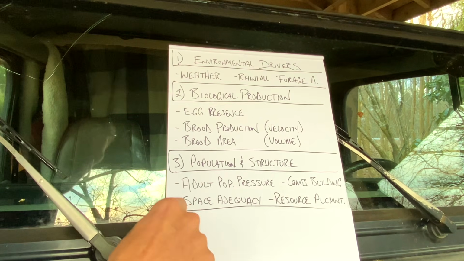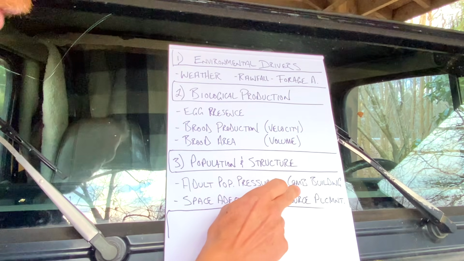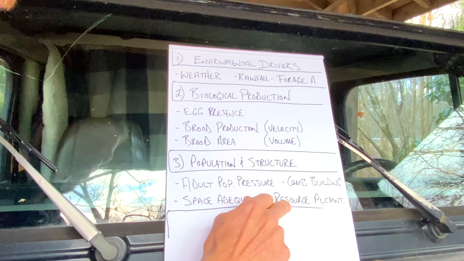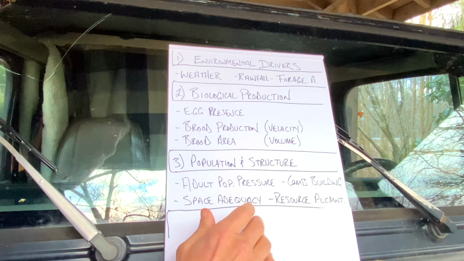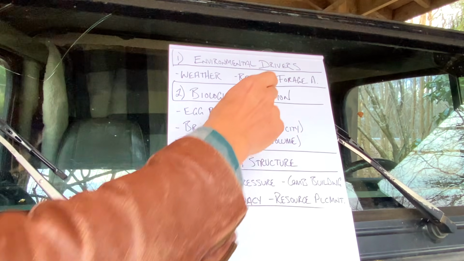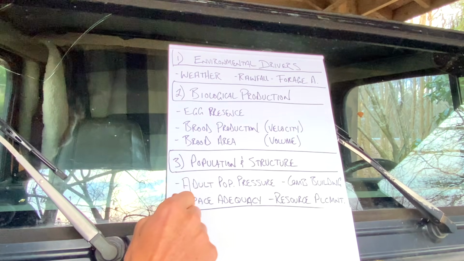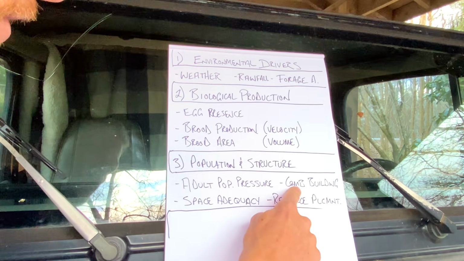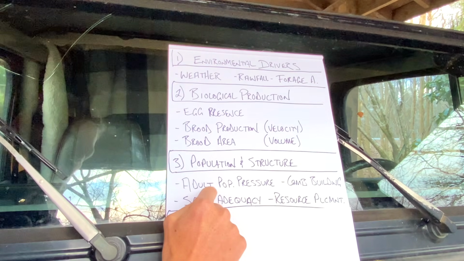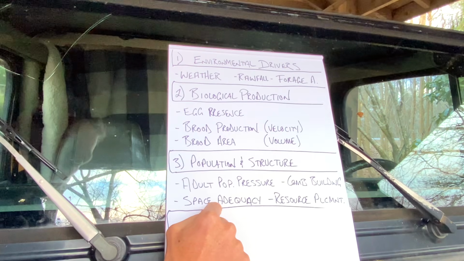And there's 4 of those: adult population pressure, comb building, space adequacy, and resource placement. So just in brief, if there's plenty of forage and there's plenty of brood to gather that forage, they're going to build comb during a flow. But they're going to need a large population of adults to do that. They also need the space to store it.